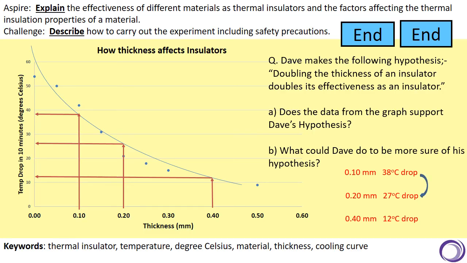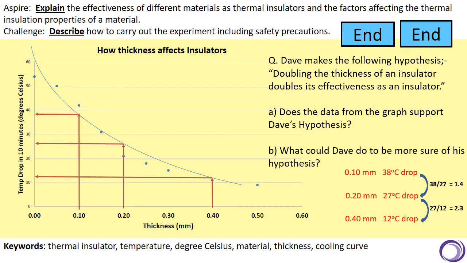So from 38 to 27, 38 divided by 27 is a factor of 1.4. Now that's not a factor of 2, so that one's not really supporting Dave. The next one, from 27 to 12, 27 divided by 12 is about 2.3, so that's closer. I wouldn't say that the data really supports Dave's hypothesis, but it doesn't completely go against it either, which is why I've put question B in. So I'd say the data's inconclusive.